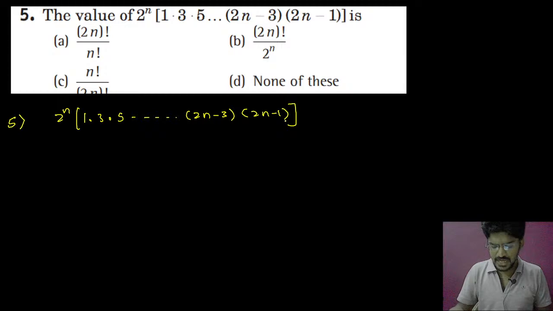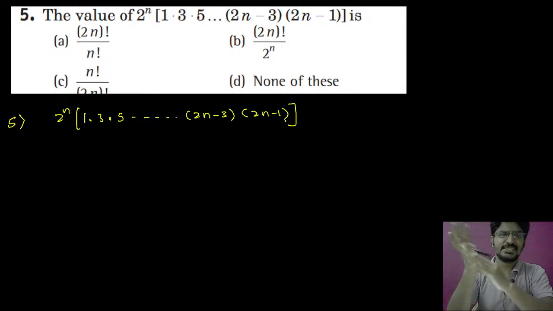So will you try this? My opinion is you have to try once, all of you, quickly in 1 minute. I will wait for 1 minute and I will see. Can anyone give the answer? That is 2 to the power of n into 1 into 3 into 5, so on to 2n minus 3 into 2n minus 1.